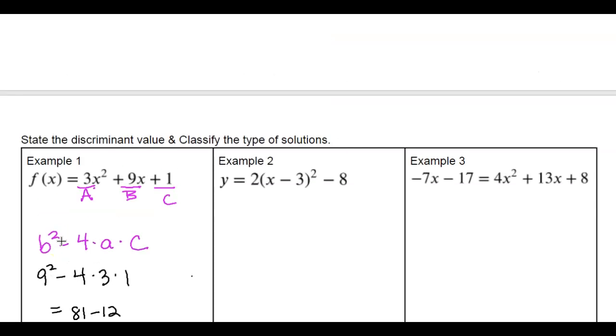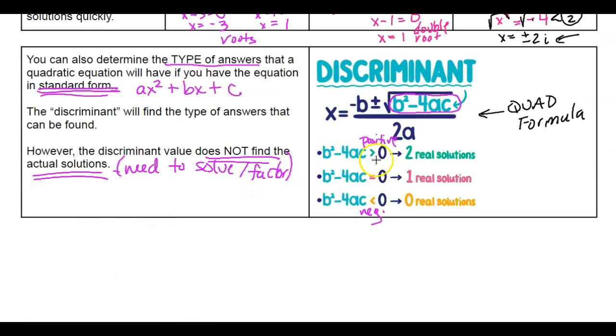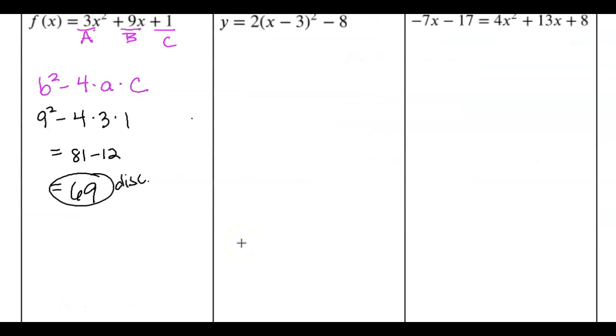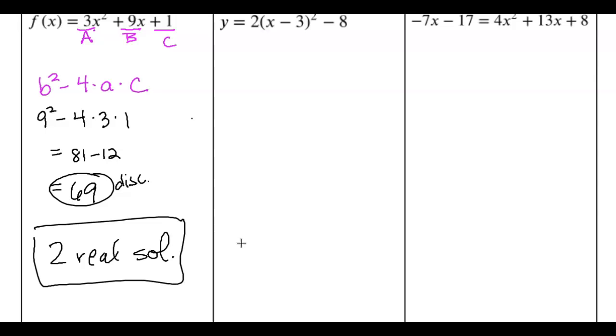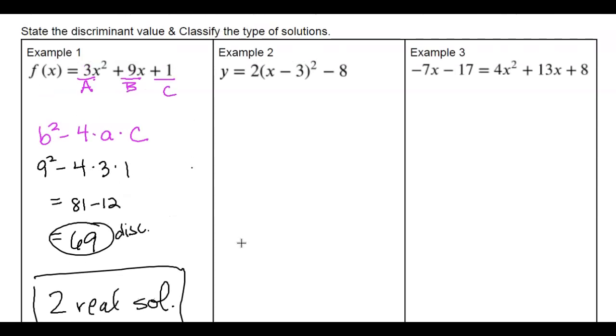And so what we need to figure out is our classification. So since that's a positive number, I get 2 real solutions. Okay, and I want both parts. I want the discriminant value, and I want the type of answers that we would have if we solved, but we're not solving. All right, let's look at example number 2.